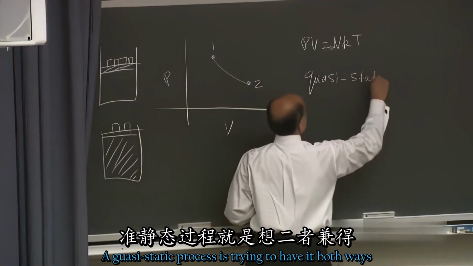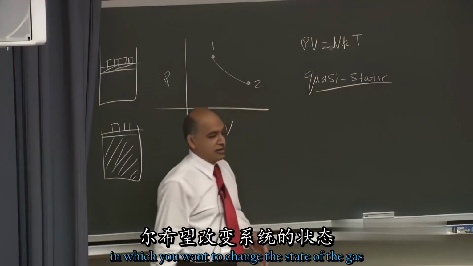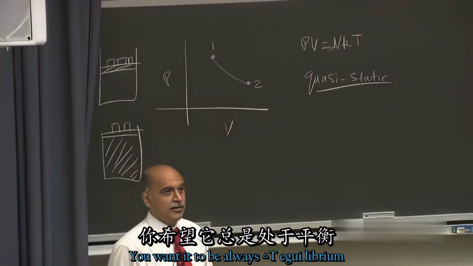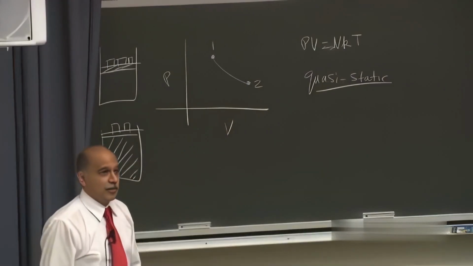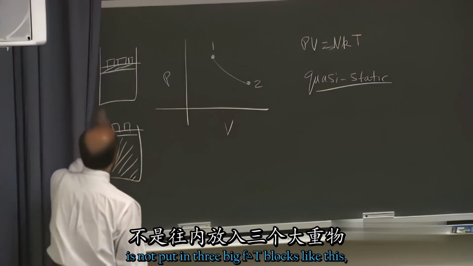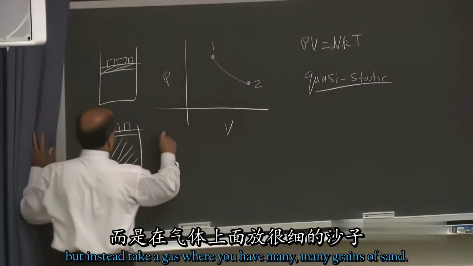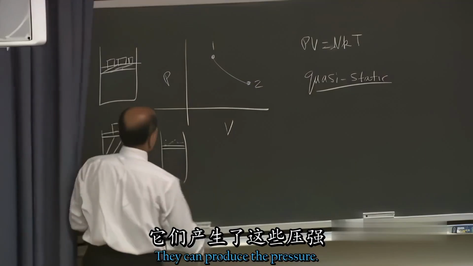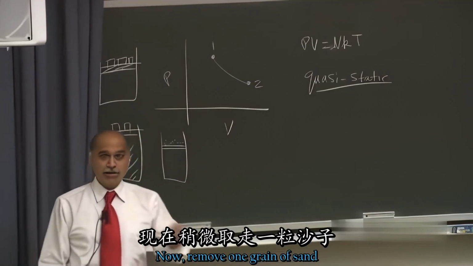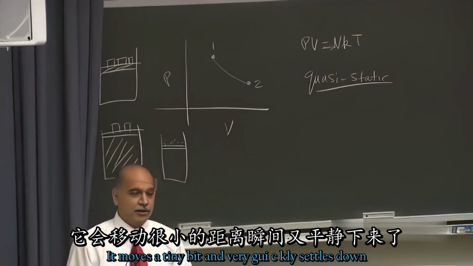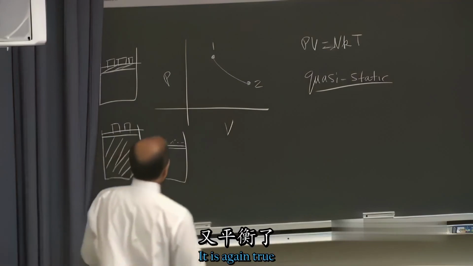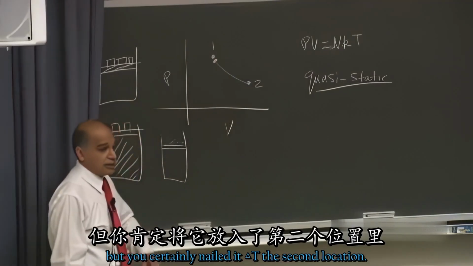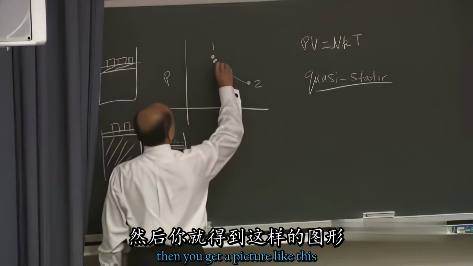So a quasi-static process is trying to have it both ways, in which you want to change the state of the gas and you don't want it to leave the PV diagram. You want it to be always at equilibrium. So what you really want to do is not put in 3 big fat blocks like this, but instead take a gas where you have many, many grains of sand. They can produce the pressure. Now remove 1 grain of sand. It moves a tiny bit and very quickly settles down. It is again true, during the tiny bit of settling down, you didn't know what it was doing, but you certainly nailed it at the second location. Remove 1 grain at a time. Then you get a picture like this.